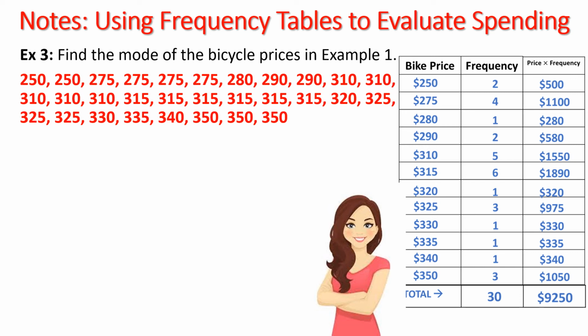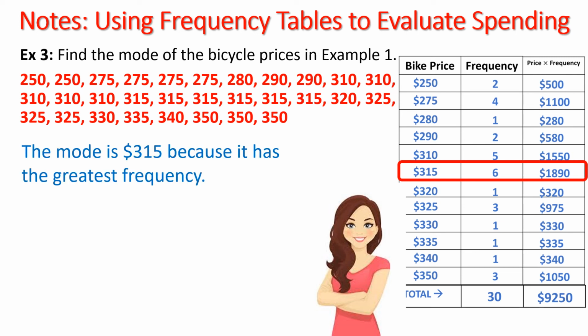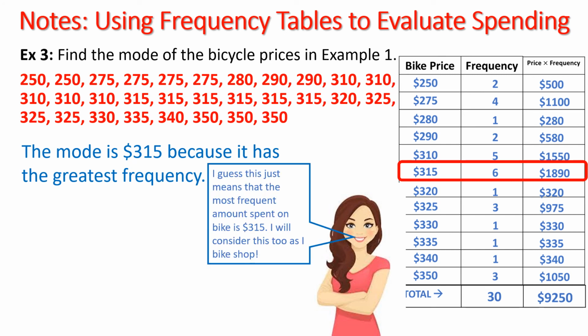I see 2, 4, 1, 2, 5, 6, 1, 3, 1, 1, 1, and 3. And the number that shows up the most frequently is going to be the frequency of 6, right? That's our highest frequency. And so there are 6 bikes priced at $315. So we are going to say the mode is $315 because it has the greatest frequency, meaning Charlie Jane found the most ads with this price. I guess this just means that the most frequent amount spent on a bike is $315. I will consider this too as I bike shop.